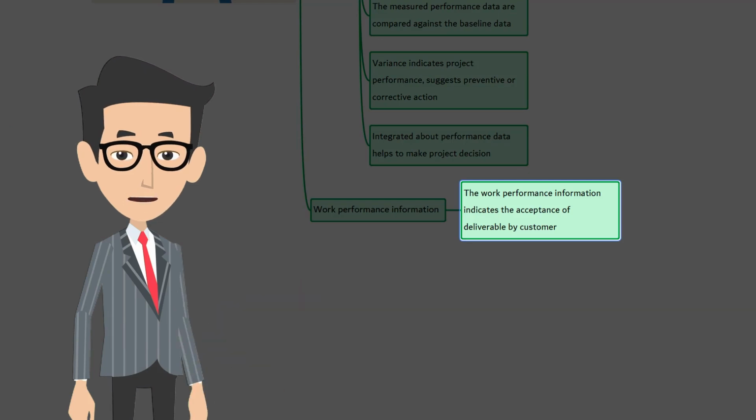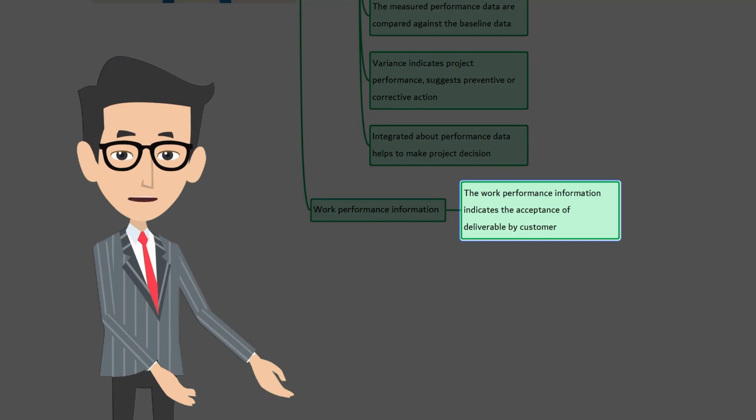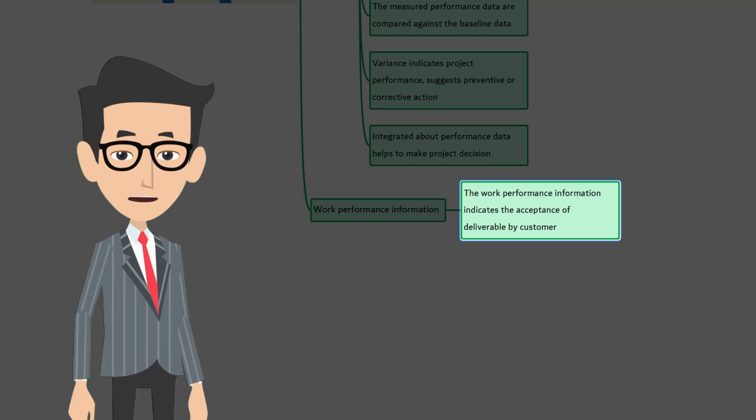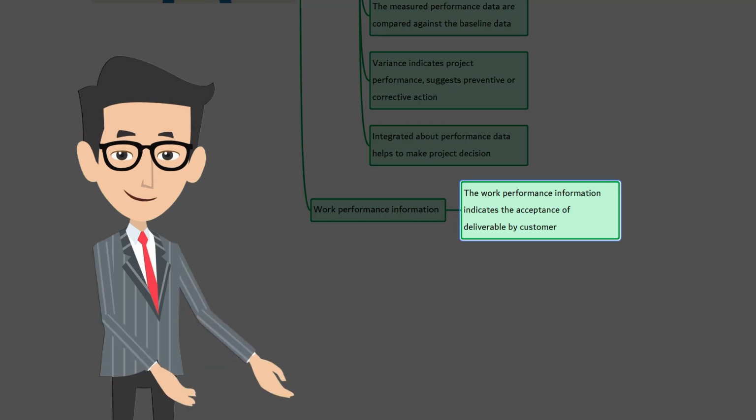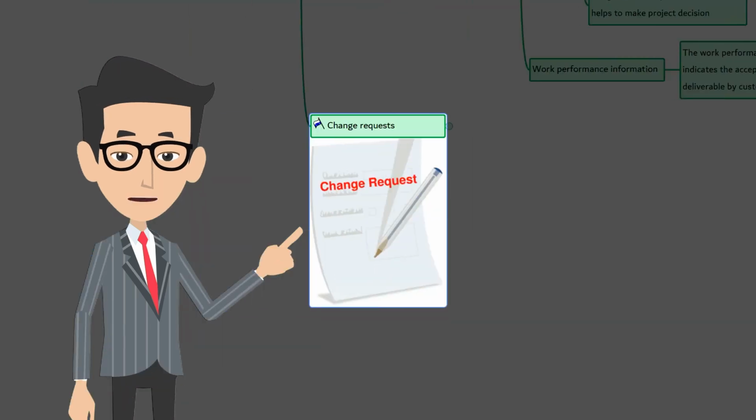The work performance information contains details about which deliverables are accepted by the customer and which are not, and the reason for that. This information is documented and communicated back to the stakeholders. Here, in stakeholders, we are talking about various internal stakeholders such as sponsors, senior management, functional manager, team members, etc. The next is change request.